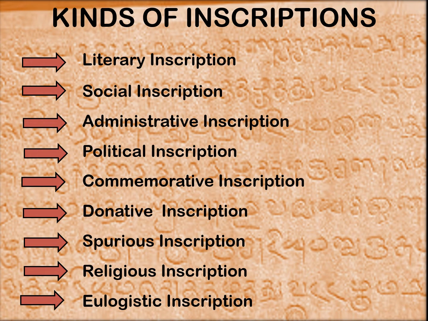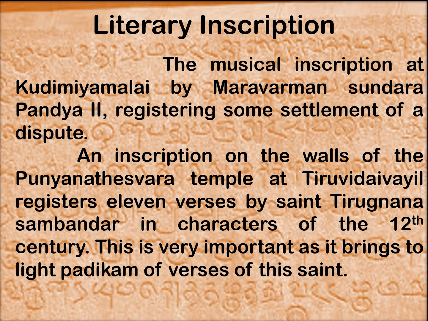Here we mentioned a list of kinds of inscriptions. They are literary inscription, social inscription, administrative inscription, political inscription, commemorative inscription, donative inscription, spurious inscription, religious inscription, eulogistic inscription. Next, we will discuss the details of every kind with examples. First one, literary inscription. Examples of this kind are Kudumiyanmalai inscription, Punnyanadiswarar temple inscription, Nataraja temple inscription.